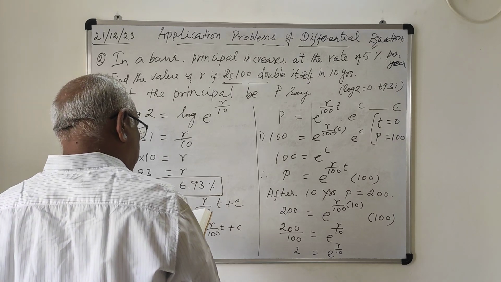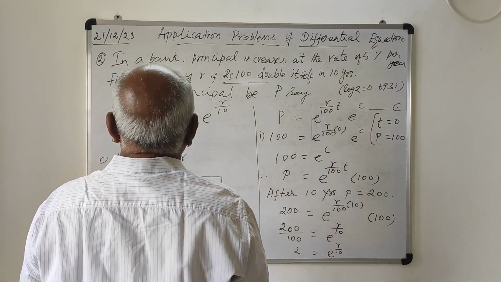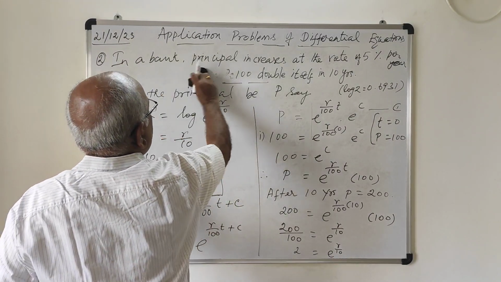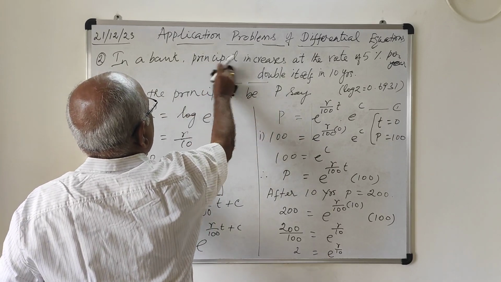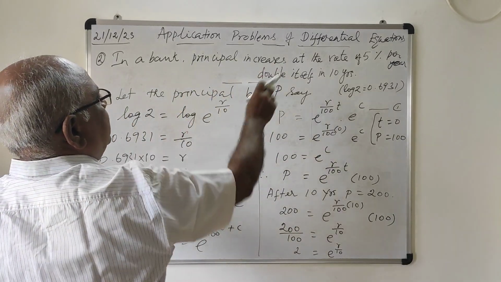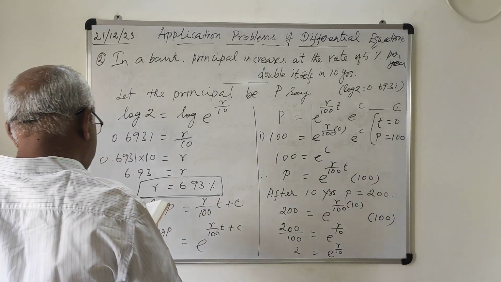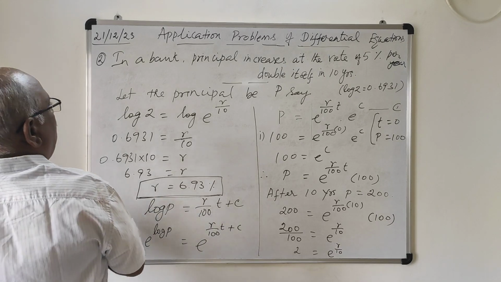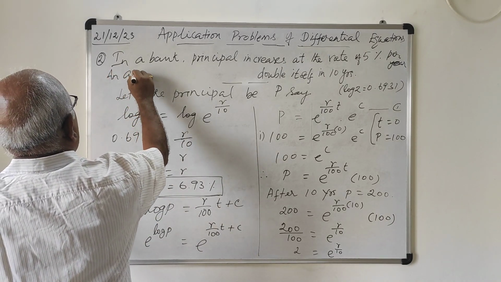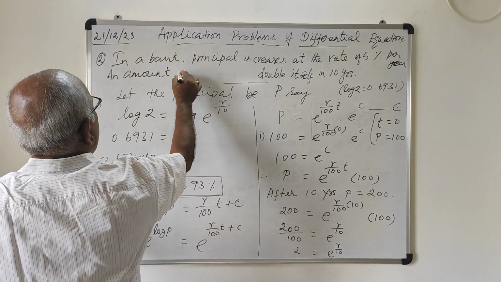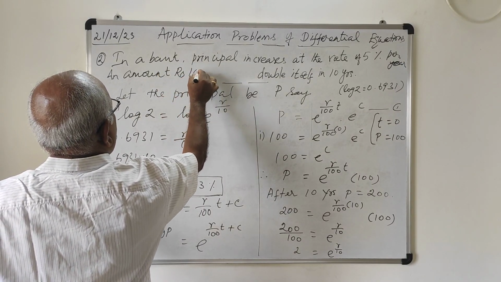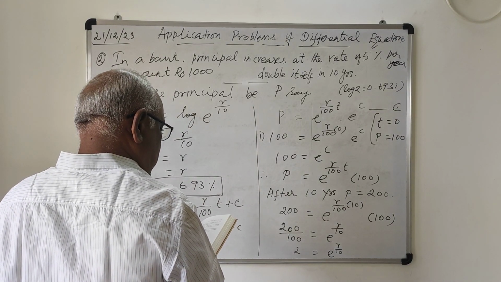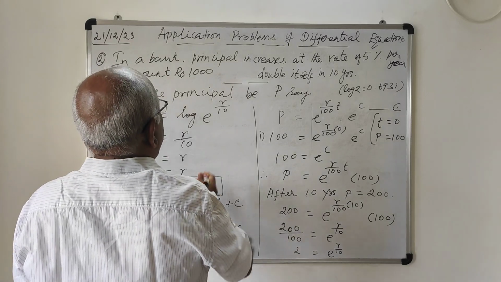This is the problem. An amount of rupees 1000. The problem is, in a bank, the principal increases at the rate of 5% per year. An amount of rupees 1000 is deposited in a bank now.